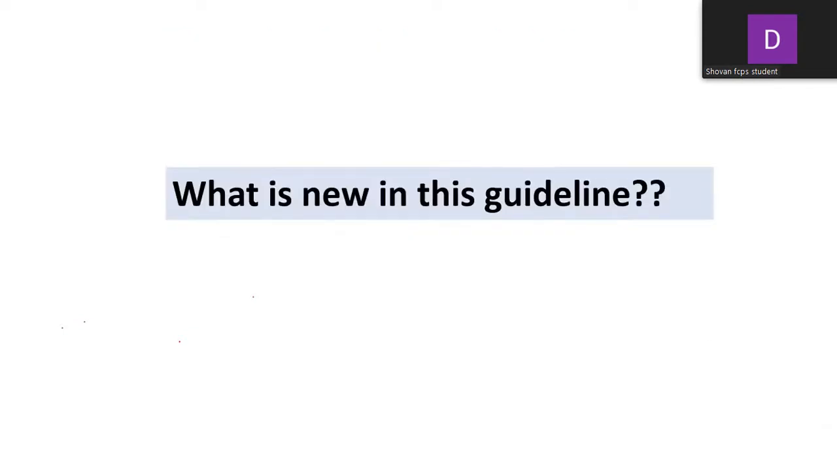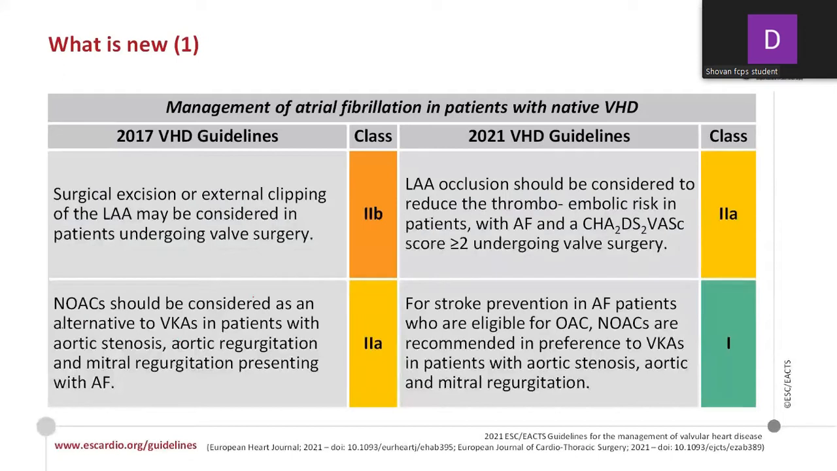So what's new in this guideline apart from the 2017 guideline? In this guideline, I am just looking at what is new. In the previous guideline, a newer oral anticoagulant was considered an alternative to vitamin K antagonist in patients with aortic stenosis, aortic regurgitation, or mitral regurgitation presenting with atrial fibrillation.